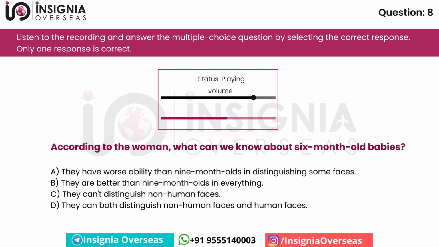Sorry, Dawn. It turns out that 6-month-olds are better than 9-month-olds at recognizing certain faces. In a recent study, scientists observed that 6-month-olds are equally good at distinguishing between non-human faces as they are at distinguishing between human faces.